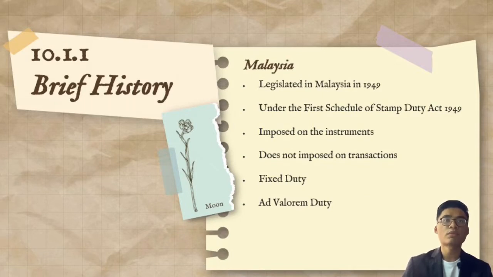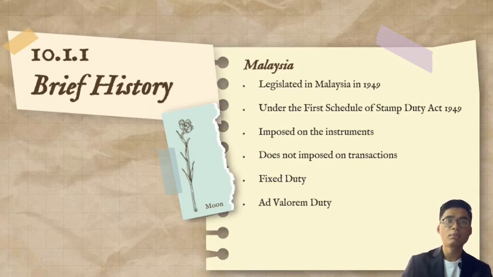Stamp duty was first introduced and legislated in Malaysia in the year 1949 under the first schedule of the Stamp Duty Act 1949. Stamp duty was one of the elements of colonial processes that was adopted by Malaysia through the British common law, which comprises one of the two pillars of Malaysia's justice system until today. In Malaysia, stamp duty is imposed on the instruments as specified in the first schedule of the Stamp Act 1949. Unlike England, the stamp duty is not imposed on transactions with effect from 1 October 1989.